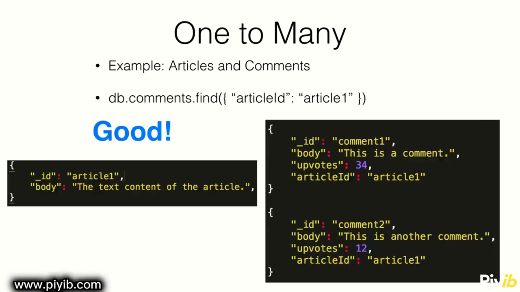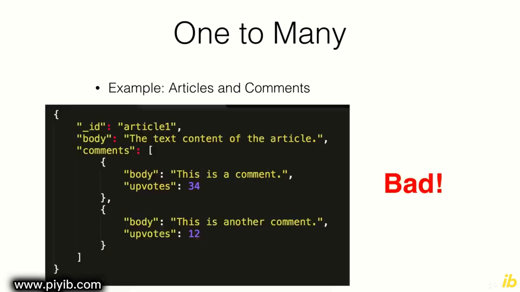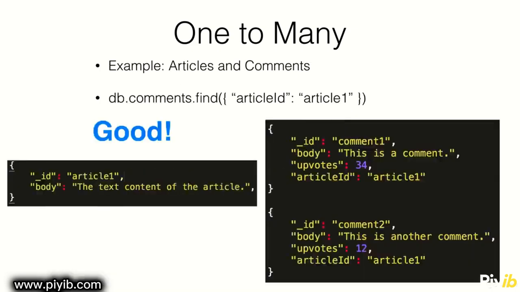A better way is to do something like this. Define an articles collection and a comments collection. So here's the article on the left. There's no longer a nested comments array, and instead we define the comments as individual documents in the comments collection. And each comment has a reference to the article. So each comment has an article ID reference that links to the ID of this article.